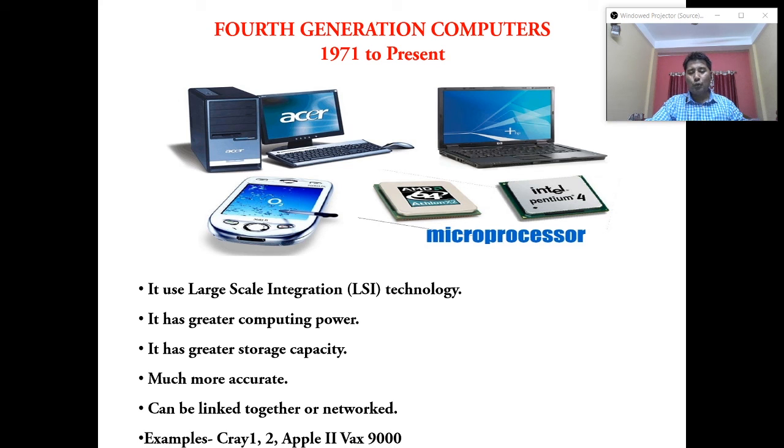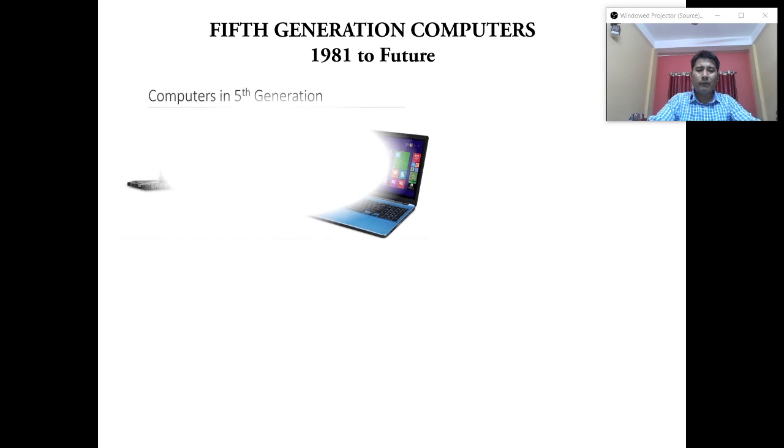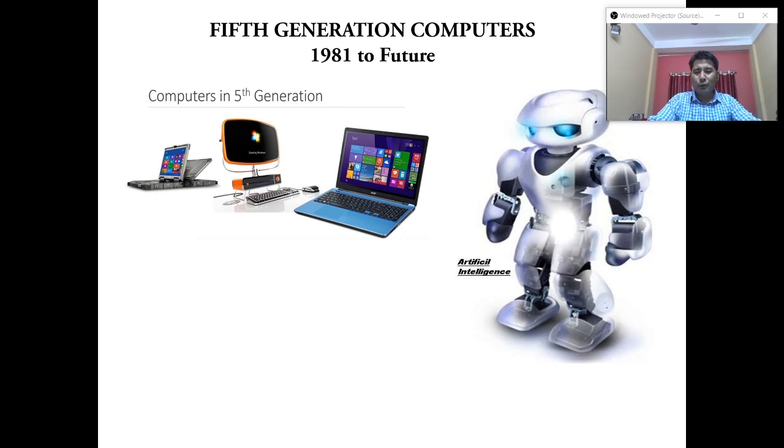Cray 1, 2, Apple second VEX 9000s. These are some of the computers of the fourth generations. Now let us move to the fifth generation computers, that is from 1981 to future. Okay, so artificial intelligence comes under the fifth generation of computers. So these are some of the examples of fifth generation computers. You can see the artificial intelligence, as I have said, it comes under the fifth generation computer.